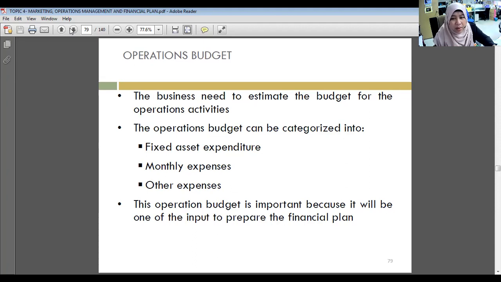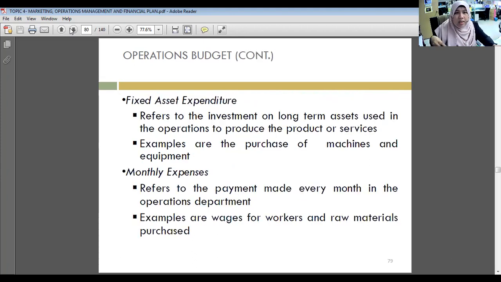Okay, and then this operation budget is important because it will be one of the inputs to prepare the financial plan. So that's why when you get the right amount for the fixed asset expenditure, monthly expenses and other expenses, these figures will be put into your financial plan.